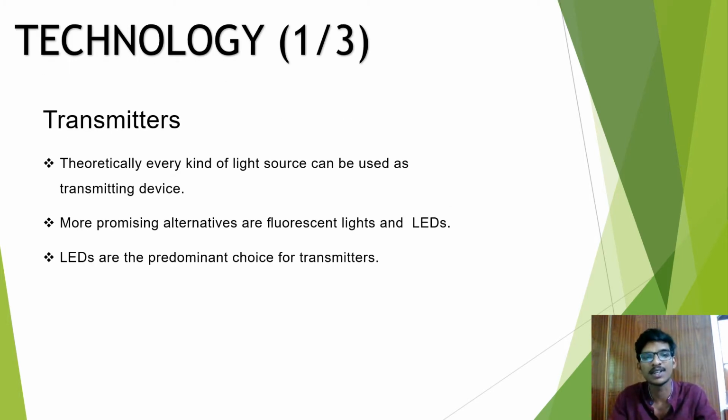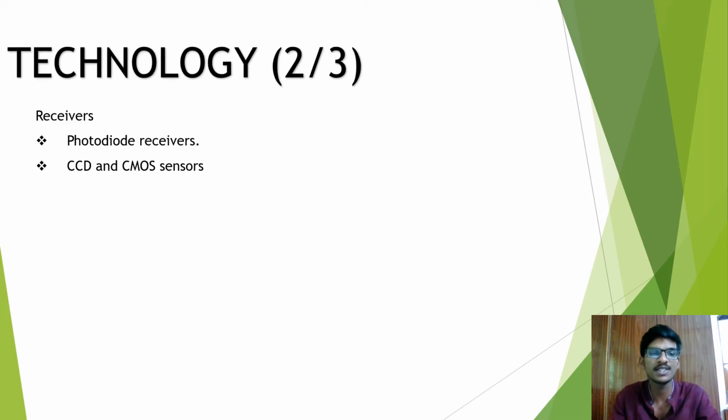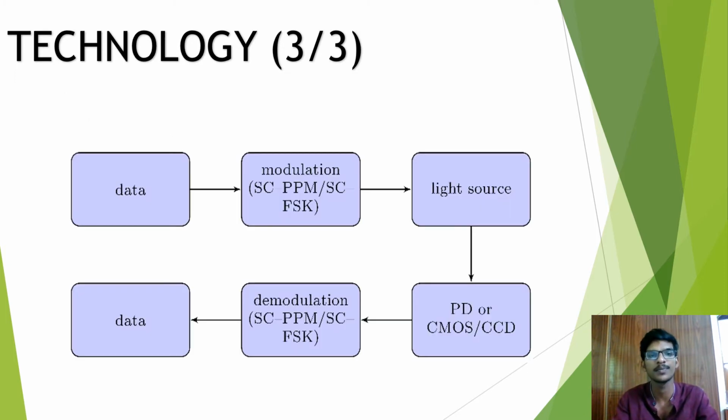Technologies: transmitters and receivers. In transmitters, theoretically, every kind of light source can be used as a transmitting device. LEDs are the predominant choice for the transmitters. In receivers, photodiode receivers, CCDs, and CMOS sensors. In the technology, data goes to modulation, modulation to light source, to CMOS and CCD, CCD to demodulation, and demodulation to data. It transfers.